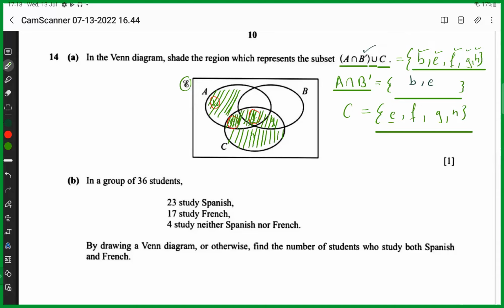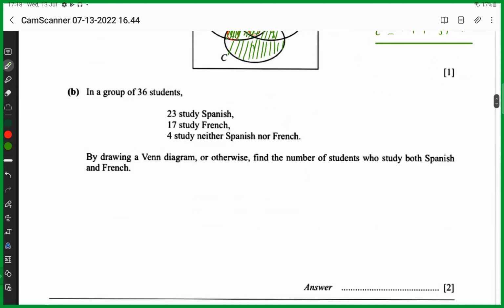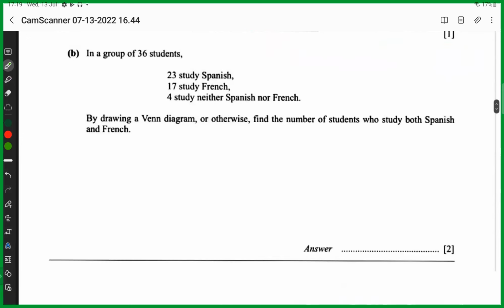Okay. So let's talk about the second part of the question. In a group of 36 students, 23 study Spanish, 17 study French, 4 study neither Spanish nor French. By drawing a Venn diagram or otherwise, find the number of students who study both Spanish and French. Okay. All right. So this would be easy if we make the Venn diagram. Okay, let's just make the Venn diagram for this.